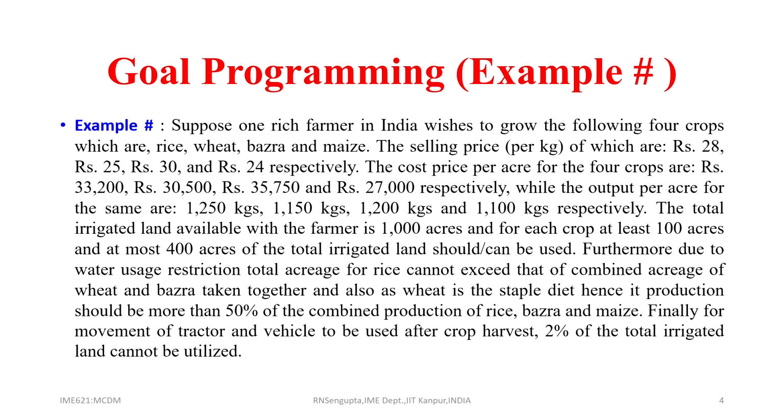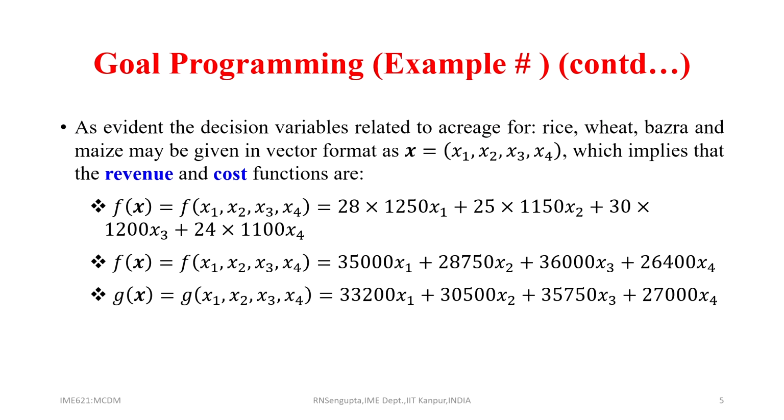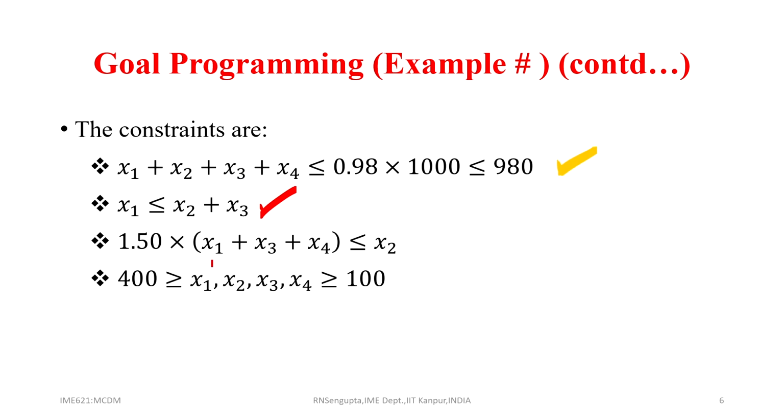The third one is that wheat is the staple diet, hence its production should be more than 50% of the combined production of rice, bajra and maize. So, rice is x1, bajra is x3, maize is x4, and wheat is x2. If I consider more than 50% of the combined, the combined is for the first, third and fourth, and more than 50% of that. So, it is 1.5 and x2 is basically greater than or equal to that.